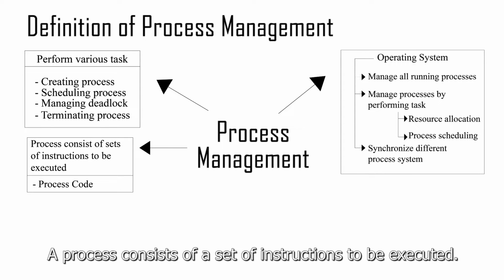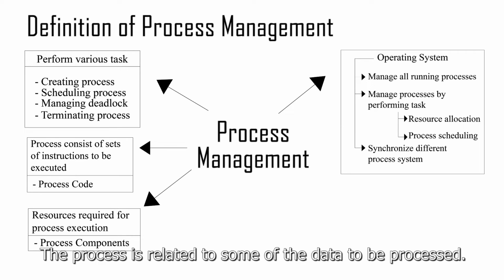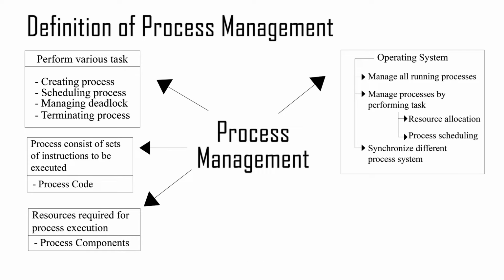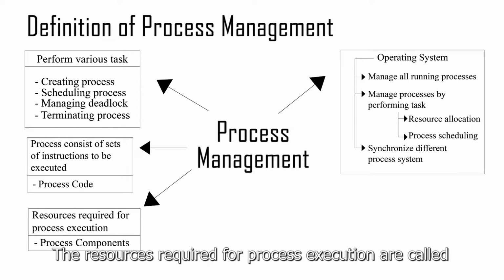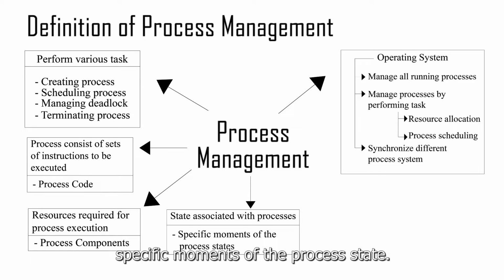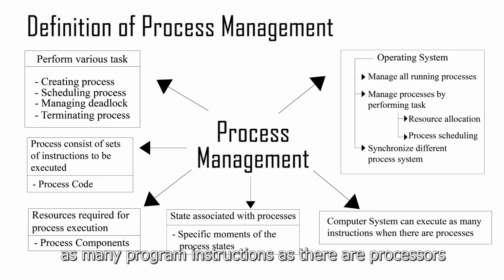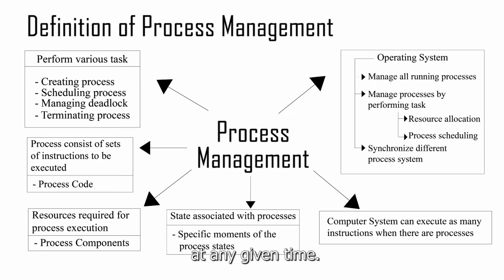A process consists of a set of instructions to be executed. It is called the process code. The process is related to some of the data to be processed. The resources required for process execution are called process components. There are also steps associated with processes called specific moments of the process stage. Even in multitasking, computer systems can execute only as many program instructions as there are processors at any given time.